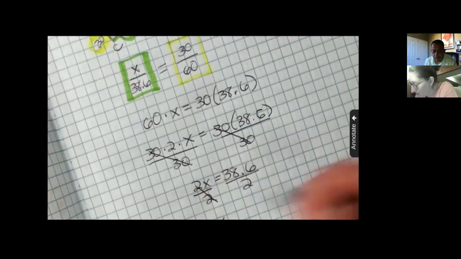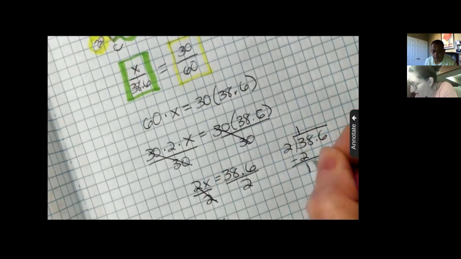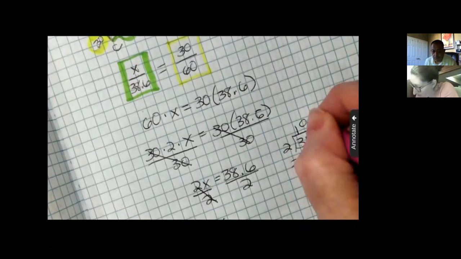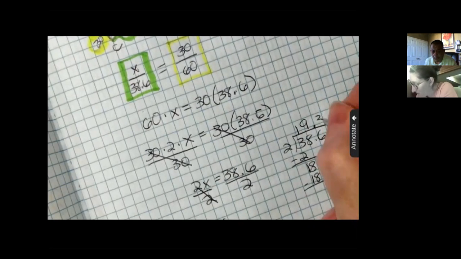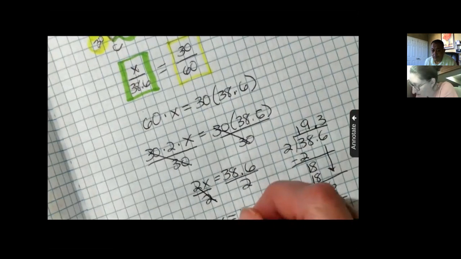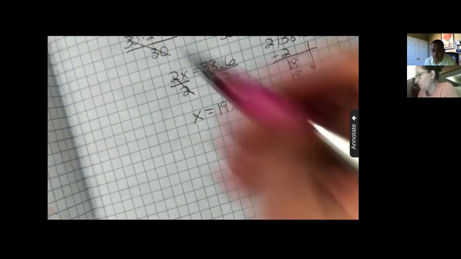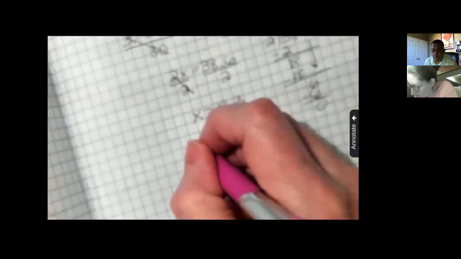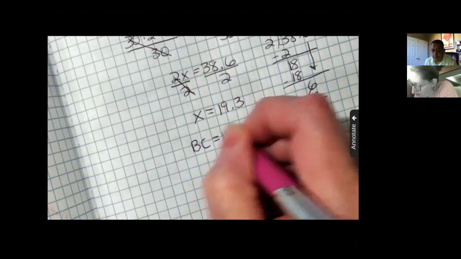And if you're not sure, just take 38.6 off to the side. 2 goes into 3 once, leaving 1 left over, bring down the 8. 2 goes into 18, 9, don't forget your decimal. Bring down the 6. 2 goes into 6, 3 times evenly, and I'm done. So my answer, X equals 19.3. But they didn't ask for X. They did it in a roundabout way, but they said we want BC. So in order to write it properly, you say segment BC equals 19.3.